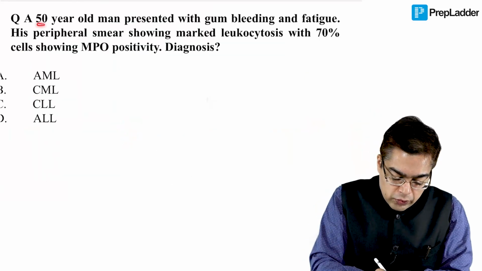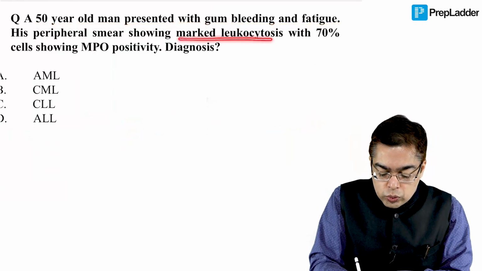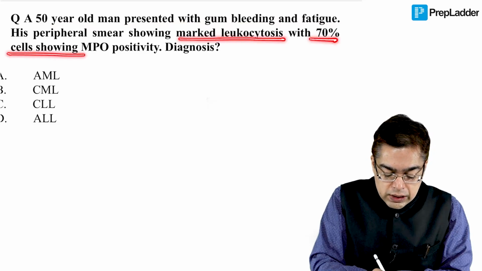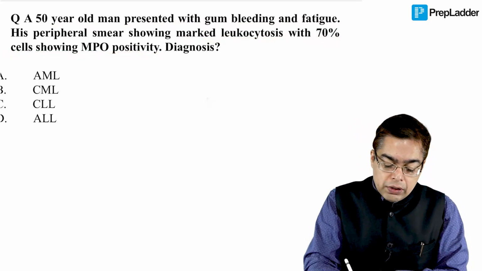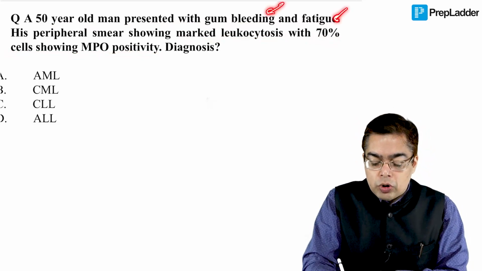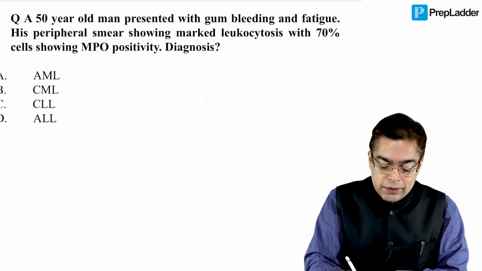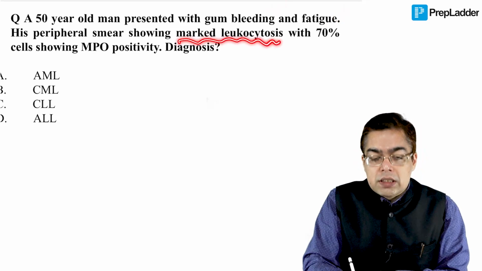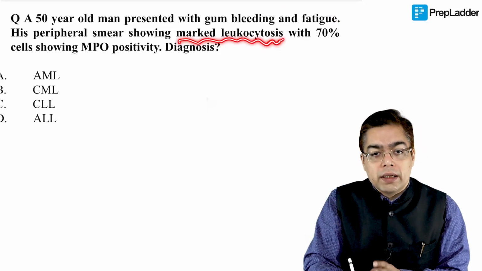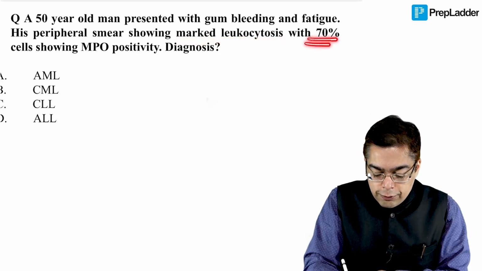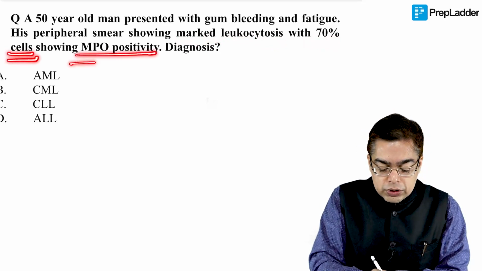Looking at the next question: a 50-year-old man presented with gum bleeding and fatigue. His peripheral smear showed marked leukocytosis with 70% of the cells showing MPO positivity. Now, when they're talking about an individual who has a combination of gum bleeding and fatigue, that means a problem in the platelets as well as in the RBCs, respectively. He has marked leukocytosis as well. So that means there is a possibility that the individual is heading towards something like a leukemia-like condition. And the question gives a very good hint when it says 70% of the cells show MPO positivity.